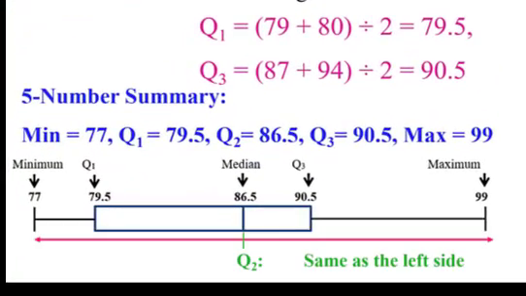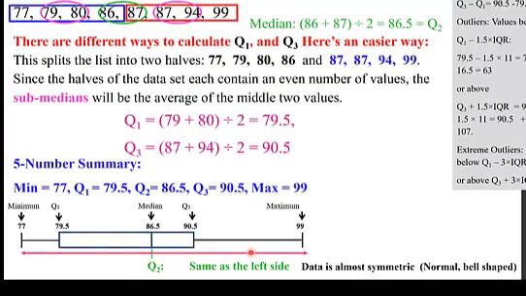Notice when we draw this line, it seems that they're almost identical, maybe a tad to the right, but almost identical. And therefore, the data is almost symmetric, or if we were to draw this, it would be normal or bell-shaped. This is how you would draw that.